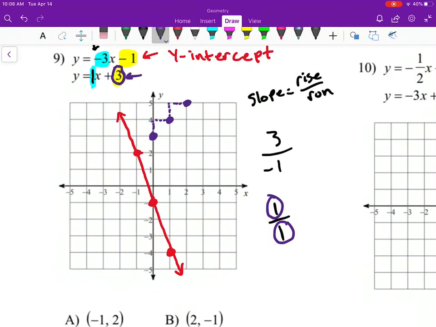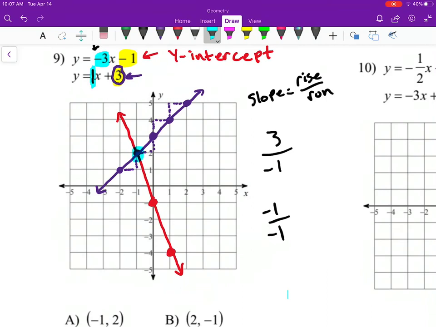So let's go the opposite way. Okay, so in this case, positive 1 over positive 1 is the same thing as negative 1 over negative 1. So I'm just doing the opposite. Okay, go back to my starting point at 3, go down 1, left 1. Go down 1, left 1. Okay? And then you get your graph. Again, I'm just kind of eyeballing it for our purposes right now. And it's right here. Okay, so we've got our lines graphed.